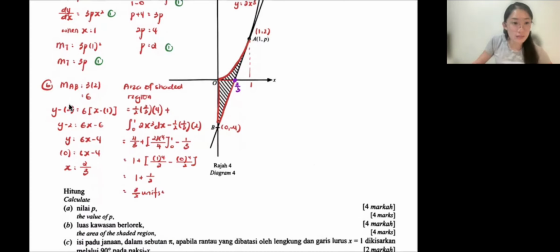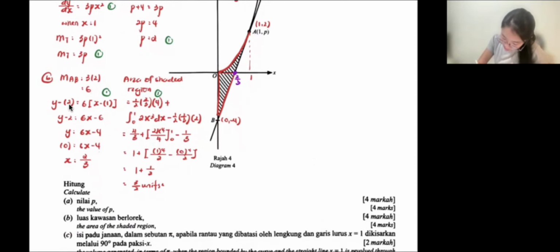All right, area. 1 mark is given to you on the equation of straight line. Number 2, triangle. Number 3, 4 marks on integration. And then the last one here, final answer.